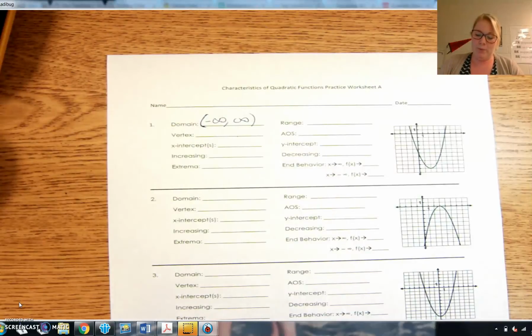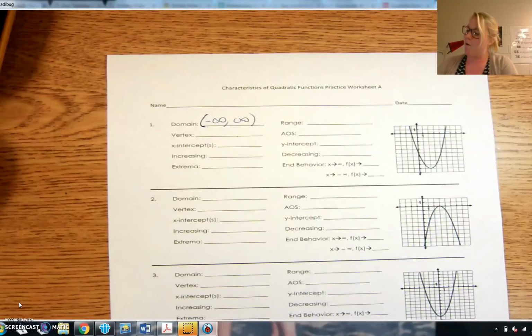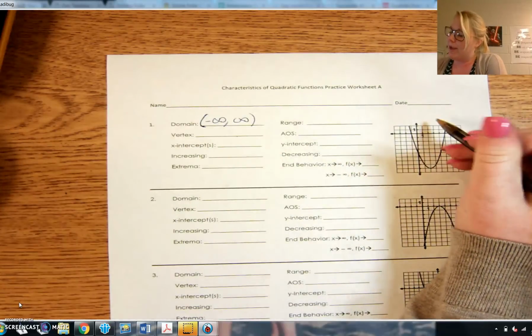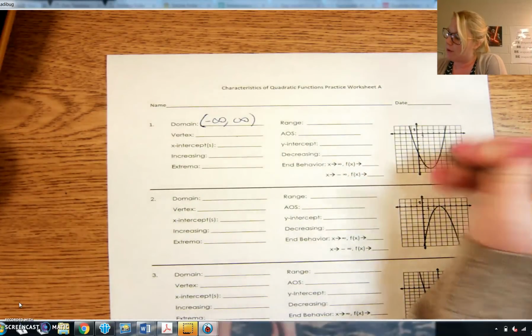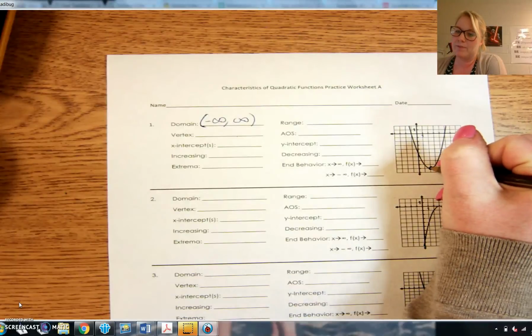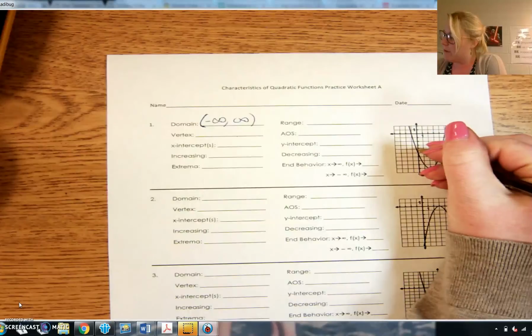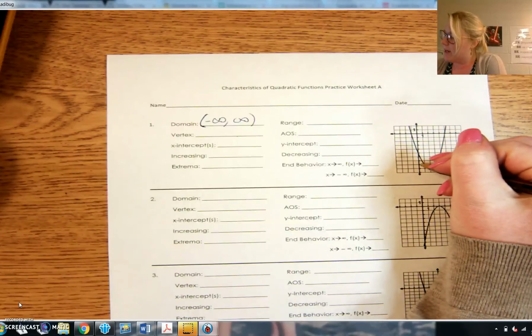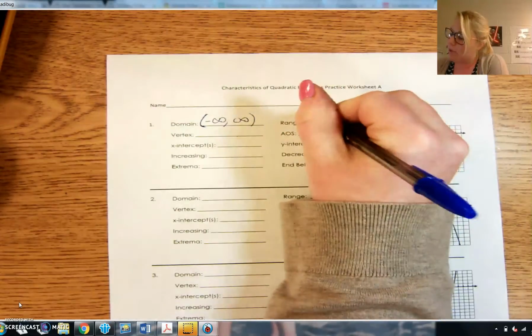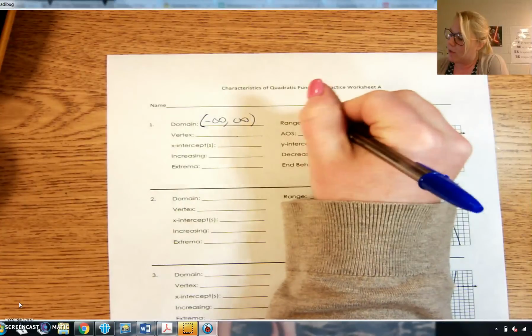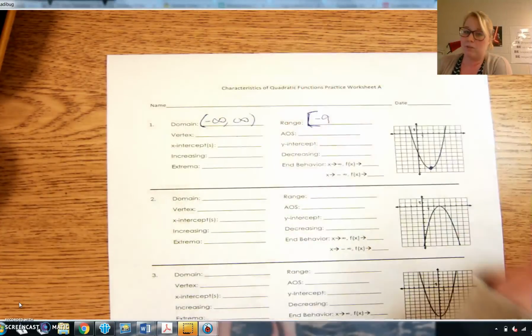Okay? Now, ranges are different. So range is my y value. So how low can I go? I can only go this low in my y values, right? That is negative 1, 2, 3, 4, 5, 6, 7, 8, 9. So my range, my lowest, is negative 9. I include my negative 9, so I have brackets.